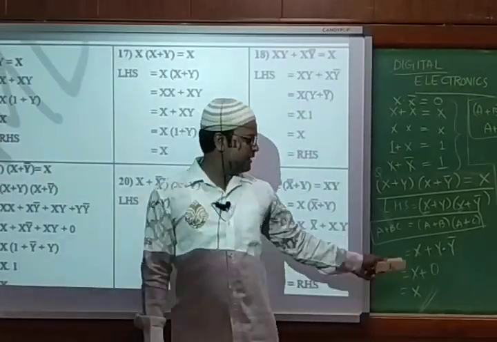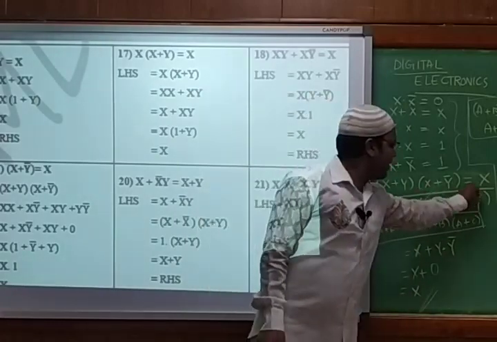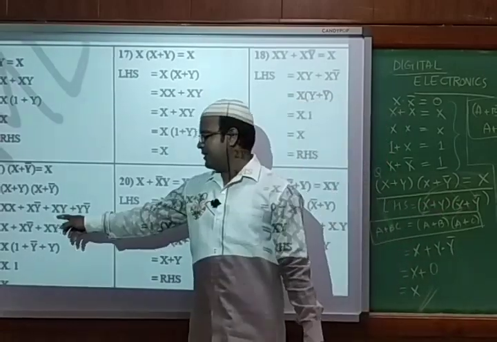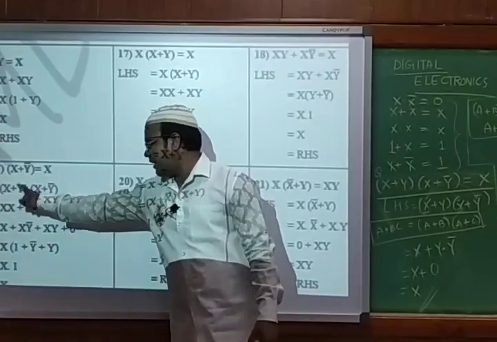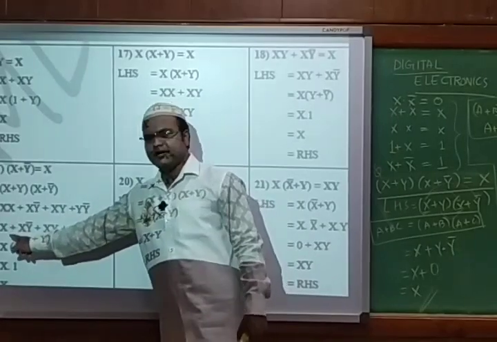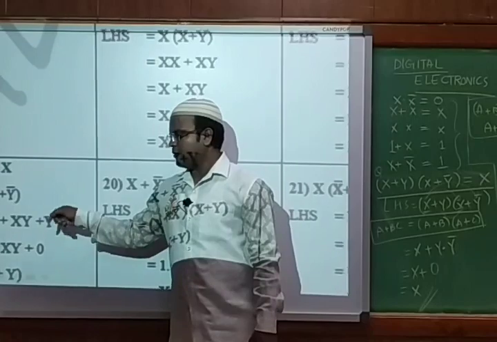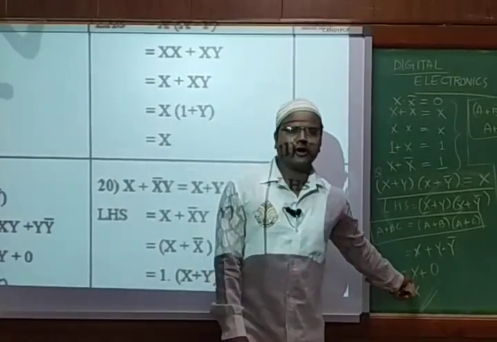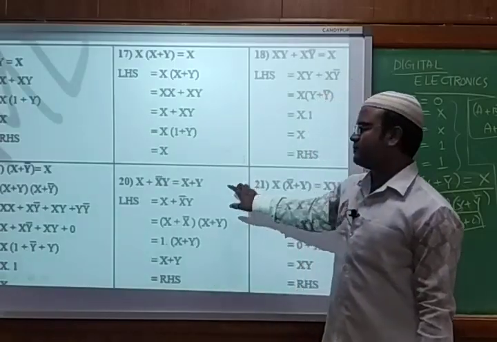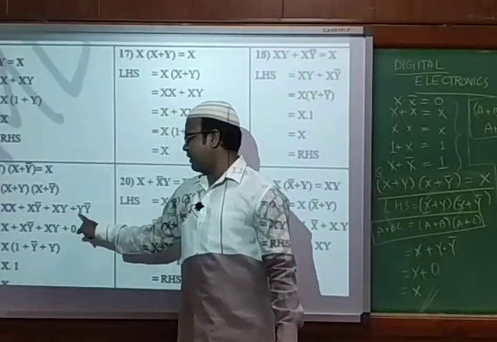Clear? So this is the way you can do it, or else you can multiply x with first, x with second, then y with first, y with second. So that's what they did. x with x, x with y bar, then y with x, y with y bar. Likewise we did that problem, or else the shortcut way is that one. You can apply this thing, it will become easy for you to understand. So that's what they did this way. x as it is, x y bar, xy, y y bar is 0.